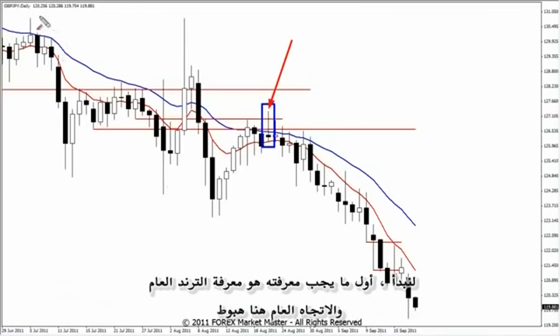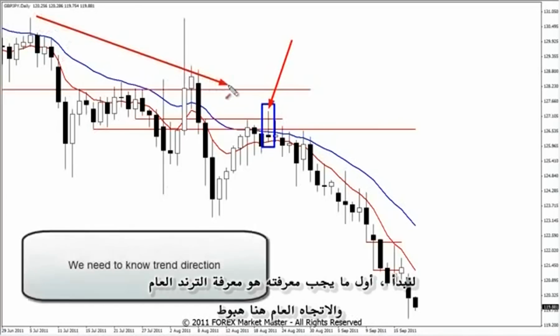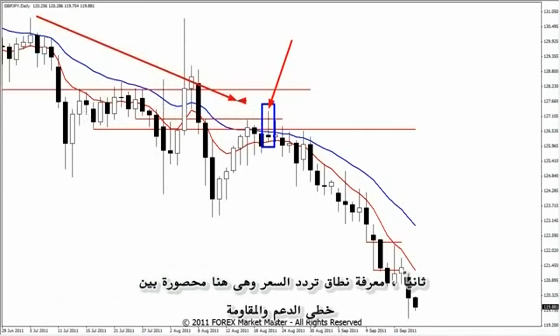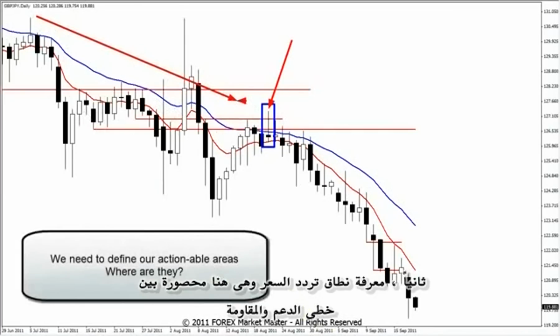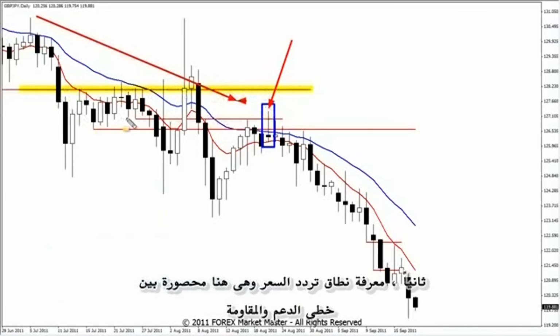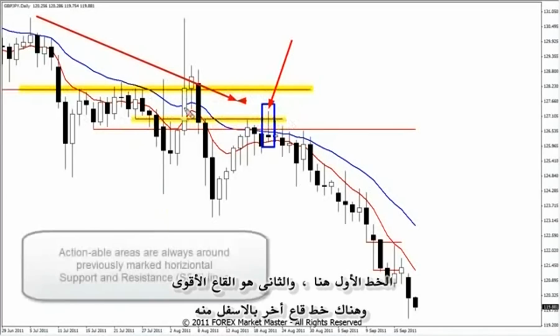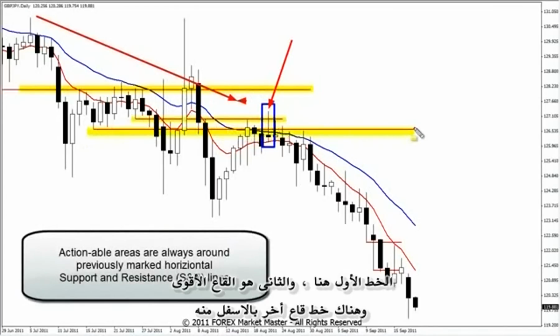The first thing we need is to know what our trend is, and our trend is down going into here. The second thing we need to know is where are our actionable areas. The only way we find out where our actionable areas are is to mark off horizontal support and resistance lines. We have one here. We have another at a swing low, and it has to be a recent swing low. This is a recent swing low. This is another recent swing low.